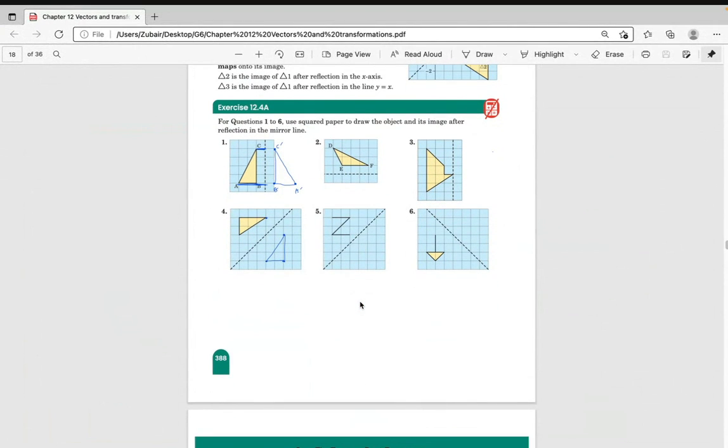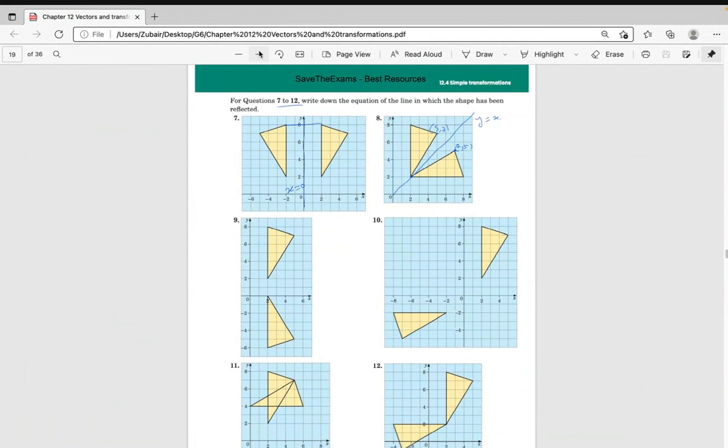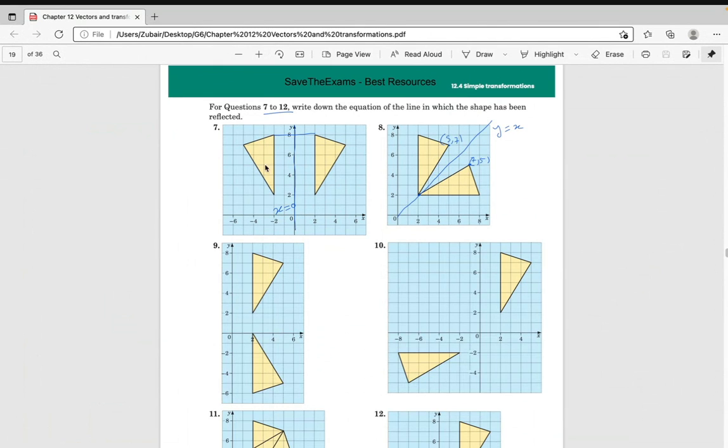About drawing the reflected part on the other end of this dotted line, which is our mirror line. And then these diagrams. For questions 7 to 12, write down the equation of the line in which the shape has been reflected.